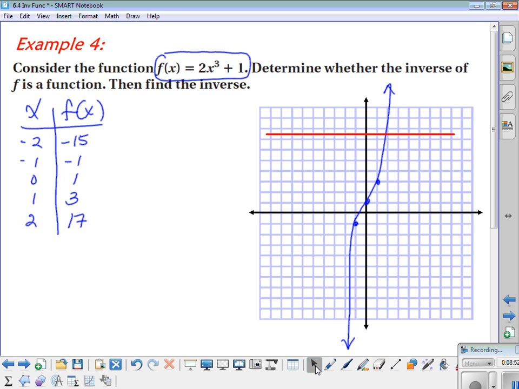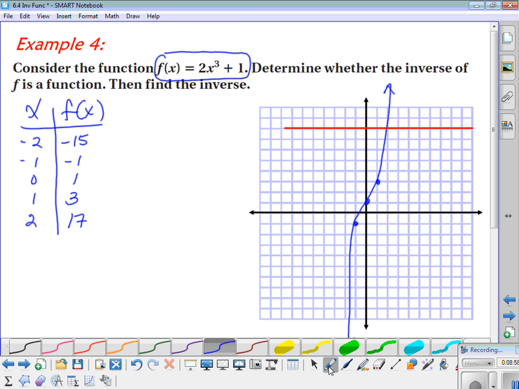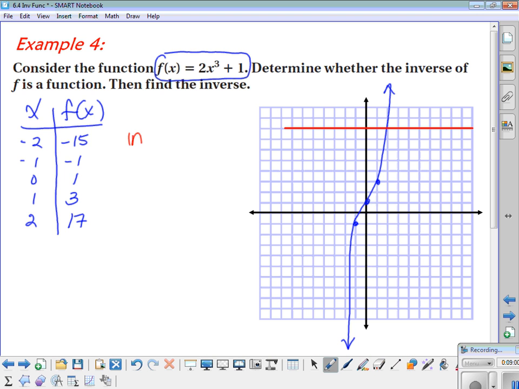So to decide whether or not its inverse is a function, I just take a horizontal line and test it. So is there anywhere that a horizontal line is going to touch it more than once? No. So that means that the inverse is a function. And then it's just a matter of finding the inverse.